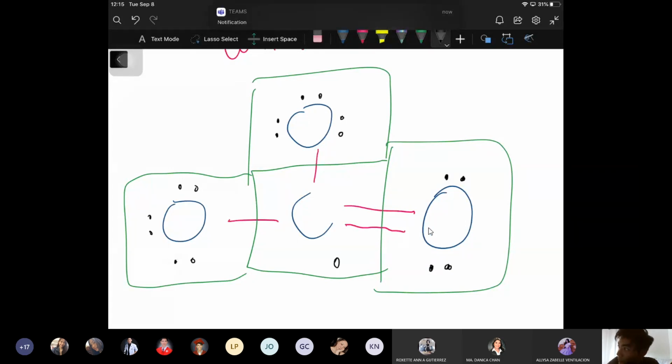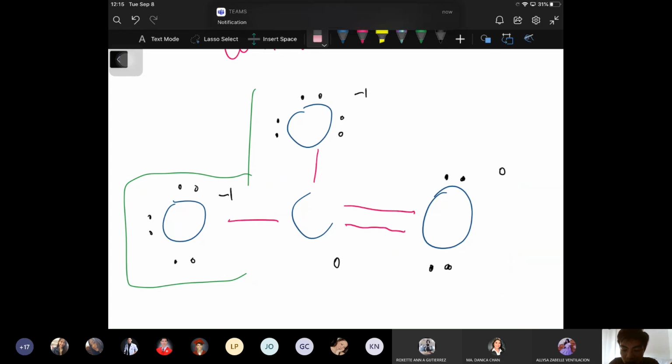For this oxygen, what is its formal charge? The should is 6 because it's group 6. How many does it have? 1, 2, 3, 4, 5, 6. So, 0 also. Looking at this oxygen, the should is 6. The have is 1, 2, 3, 4, 5, 6, 7. So, that's negative 1. And this oxygen will also have a negative 1 charge.